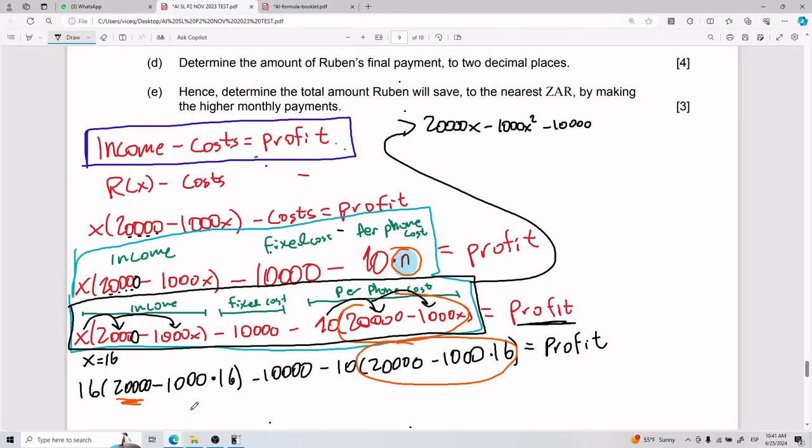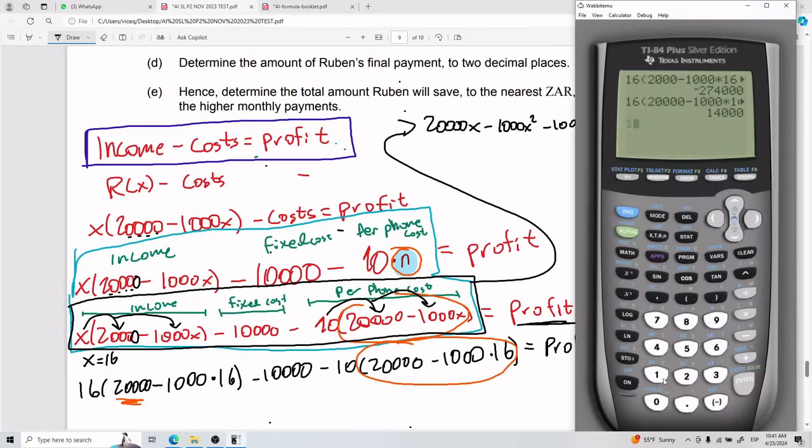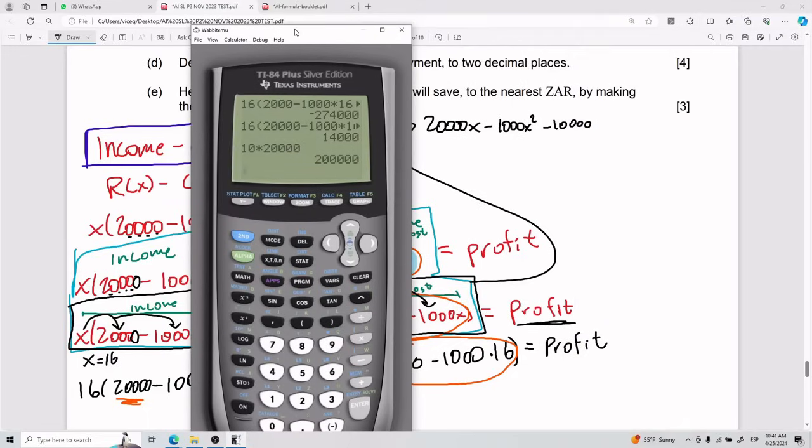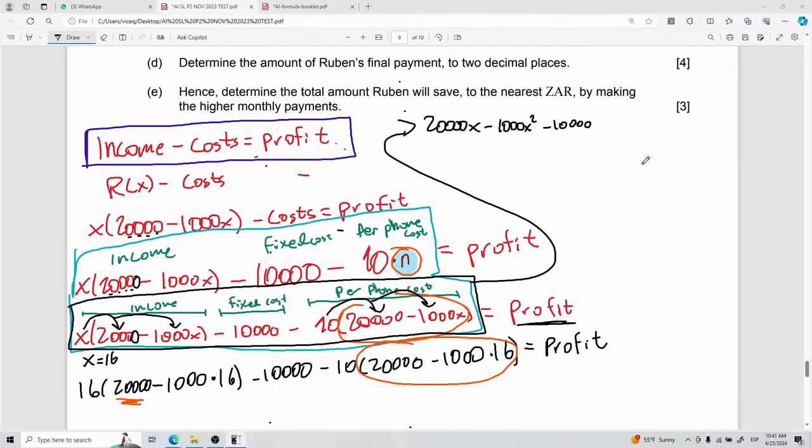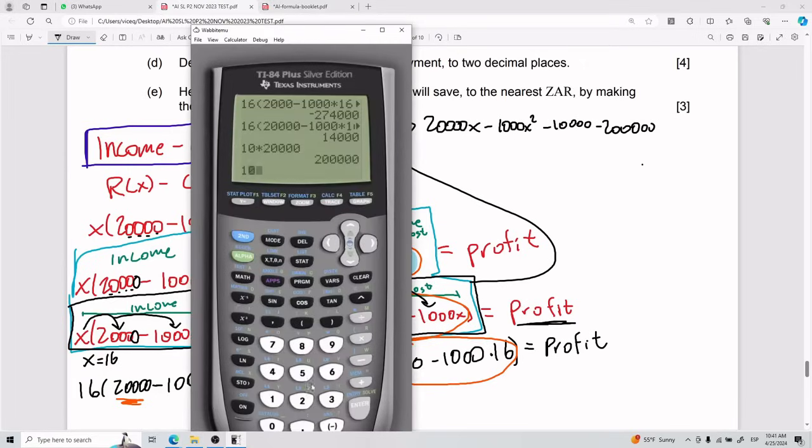So 10 times 20,000 should give you 200,000. But just so you trust me, because I am a guy on the internet, and you shouldn't trust guys on the internet, here it says 200,000. So I can have minus 200,000. So that was this jump here, okay? And then minus 10 times negative 1,000 should be 10,000, but let's check.